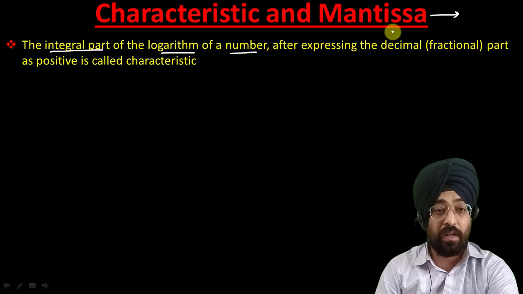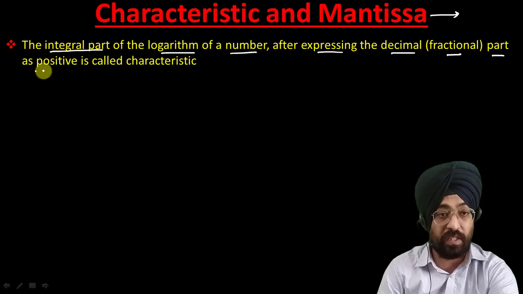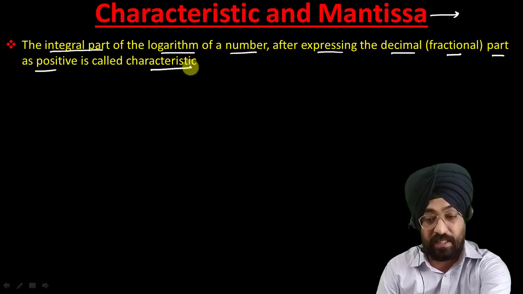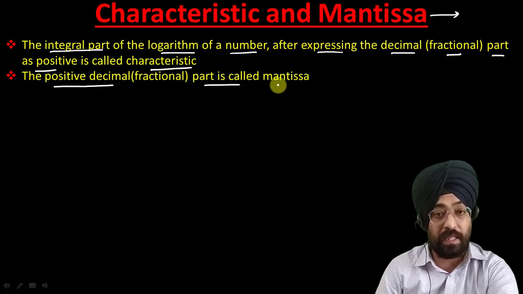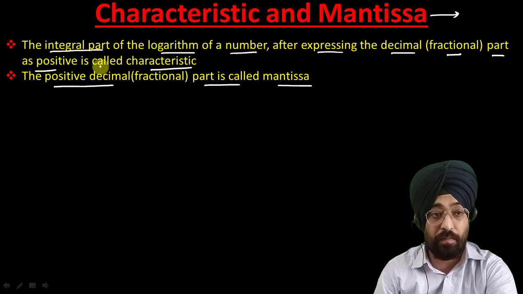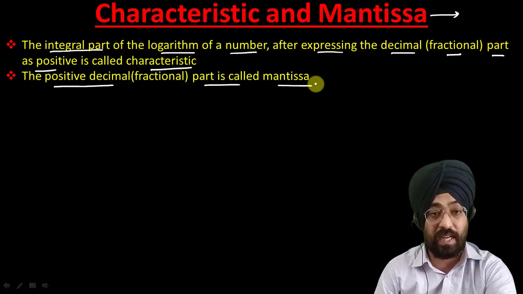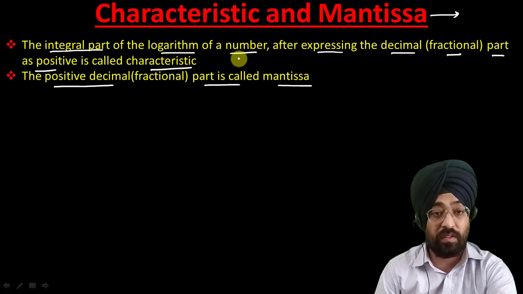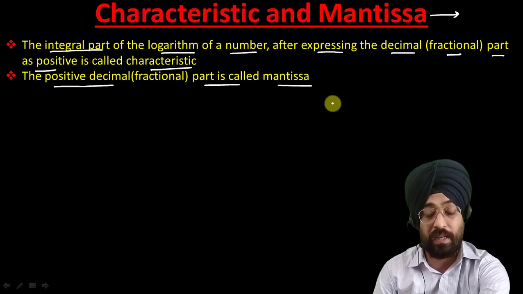The integral part of the logarithm of a number, after expressing the decimal, which is also called the fractional part, as positive, is called the characteristic, whereas the positive decimal part is called the mantissa. This is a very important statement. We can find a characteristic and mantissa only when our decimal part is positive. If our decimal part is negative, then this rule does not follow. Then first we have to convert that negative part to a positive part, which we will discuss.